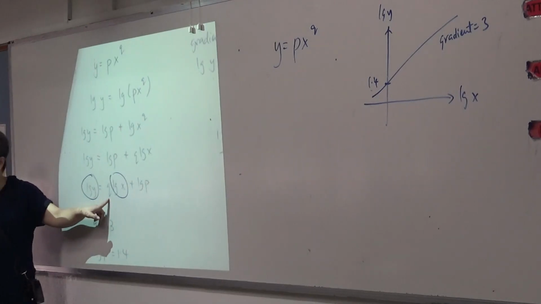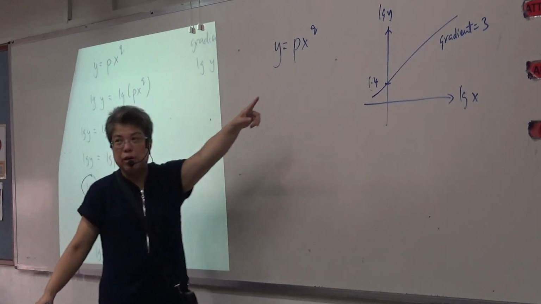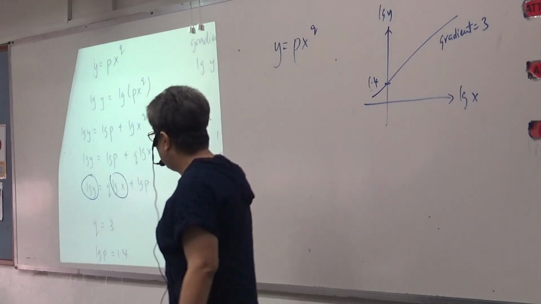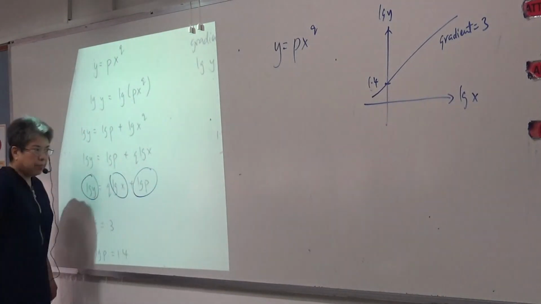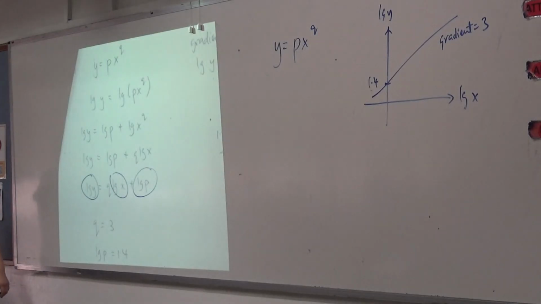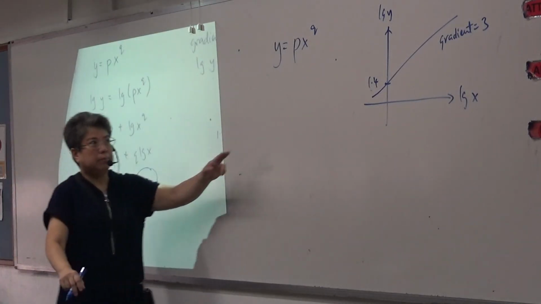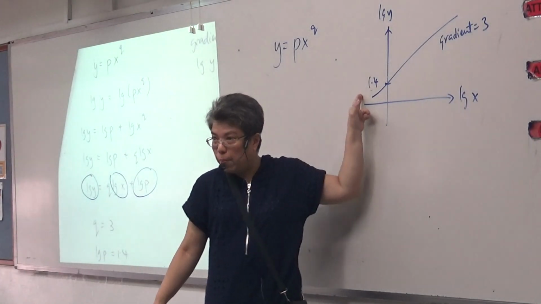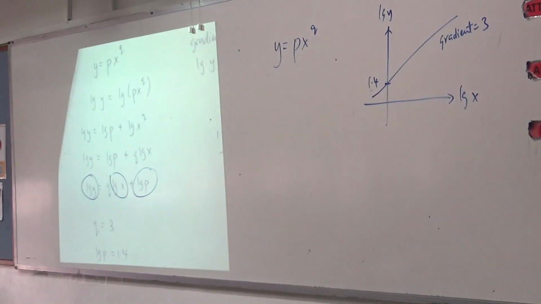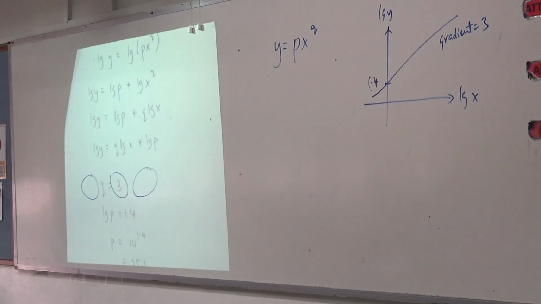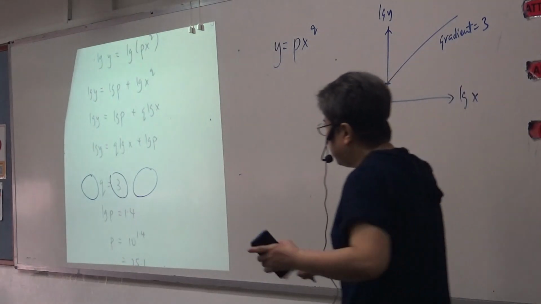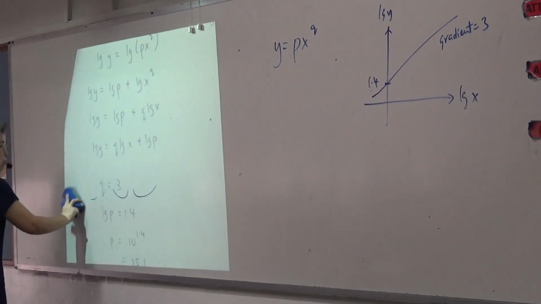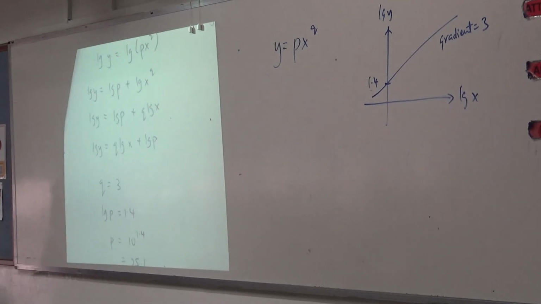Now, can you see Q is the gradient? Do you agree that Q must be 3 already? Come on now. What's log P? Log P is the vertical intercept. So log P must be what? 1.4. Can you see it now? Log P must be 1.4. Okay, I'm going to shift this up. Now, can you see that I will have Q equals 3? And then log P is 1.4.